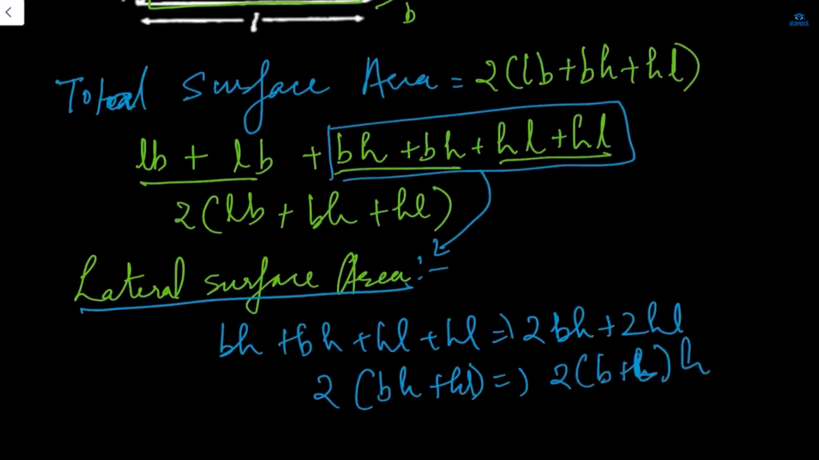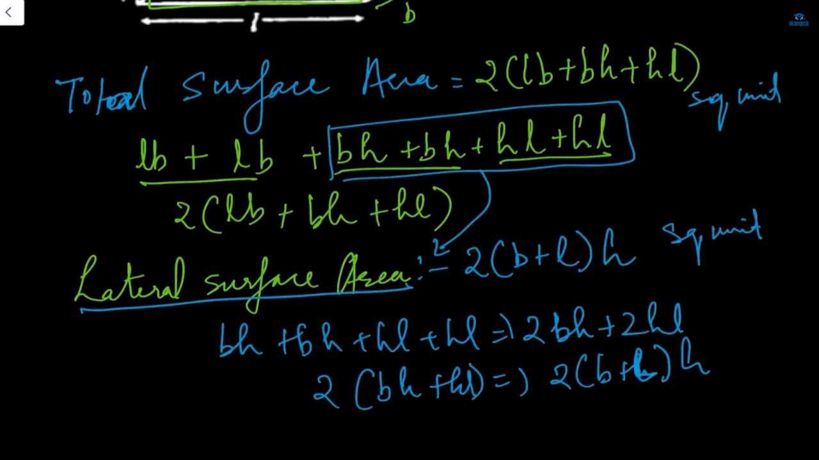Okay, so what is the lateral surface area? 2(B plus L) into H, or you can write 2H into (L plus B). Okay, and this surface area will be in square unit, because it is the area of the surface. And surface is two dimensional, so square unit.